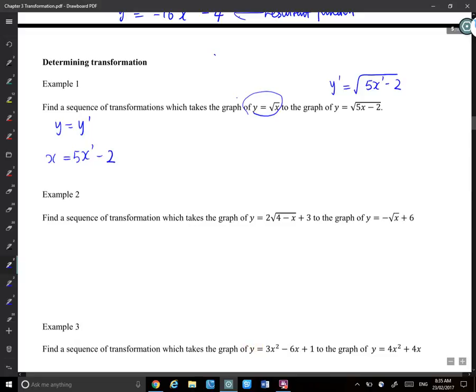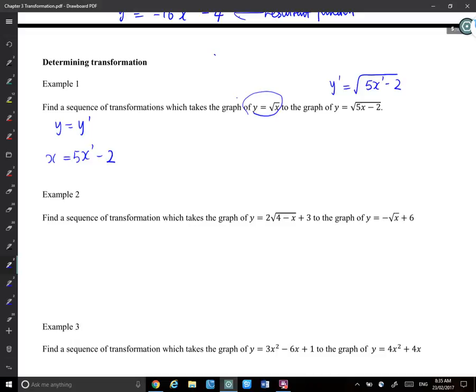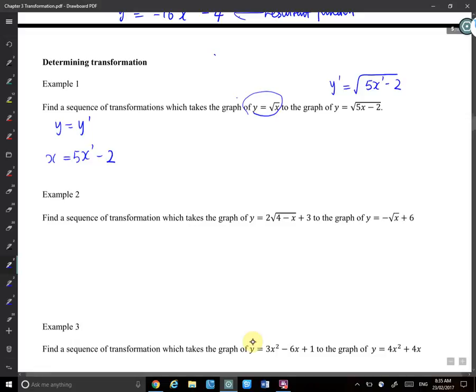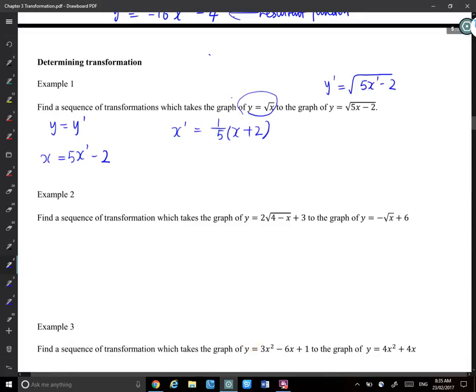And I want to talk about the transformation applied. So I need to know what's the relationship between the new one and the old one. So the new x needs to be the subject to see what has been applied to the old x. So x dash will equal 1 on 5 x plus 2. Okay, 1 on 5 x plus 2. So if we have this, we can do two ways. If I make x dash equal to 1 on 5 x plus 2 over 5, I can write that into two forms.